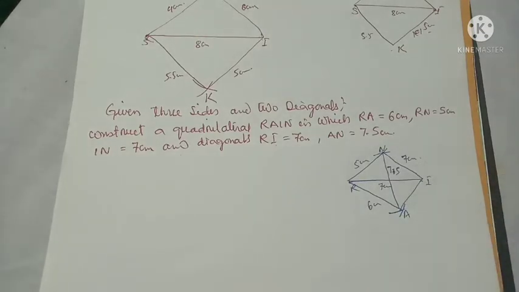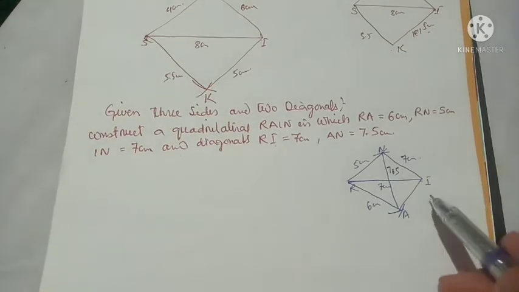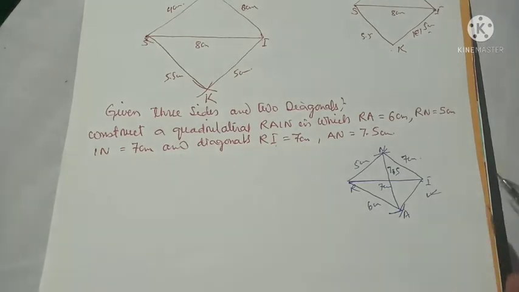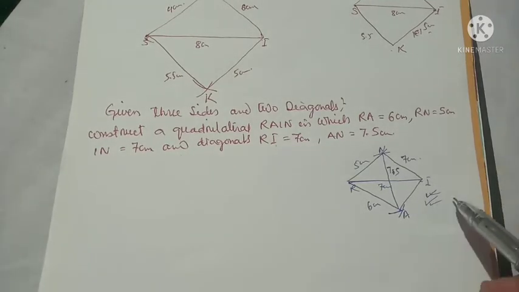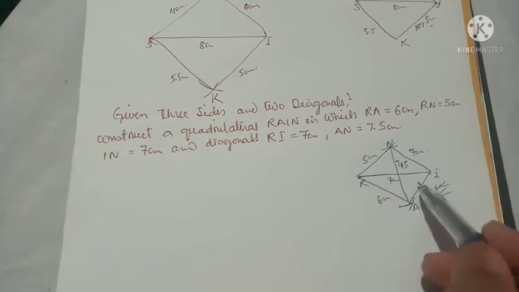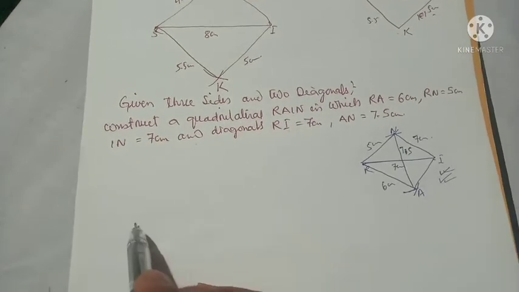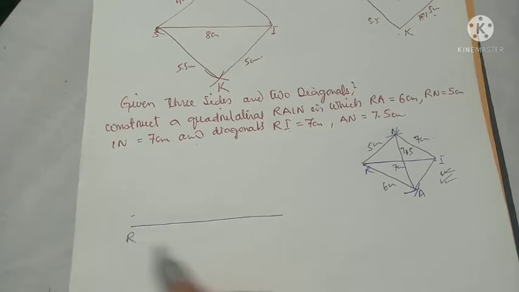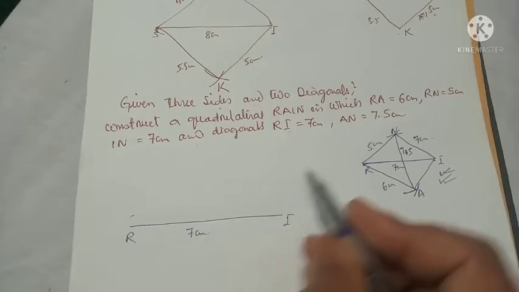Okay, so now let's start drawing here again. This is a rough sketch. Before construction of any figure, first we need to draw the rough sketch so that it makes it easier for us to draw the construction. So in the first step, here also we draw one line segment, that is RI. RI is equal to how much? 7 centimeter. That is, RI is a diagonal.